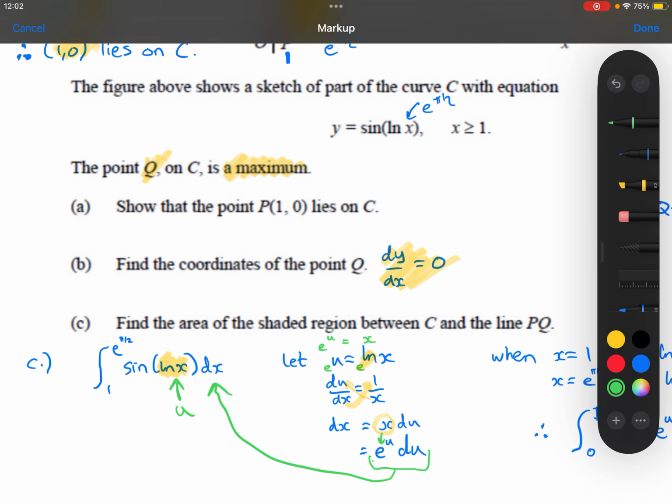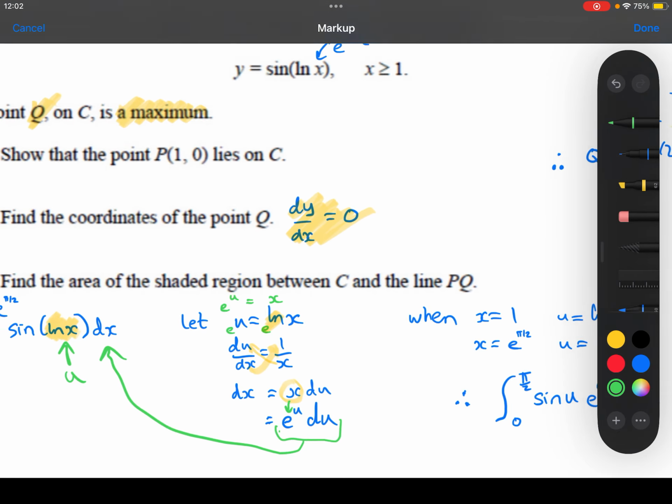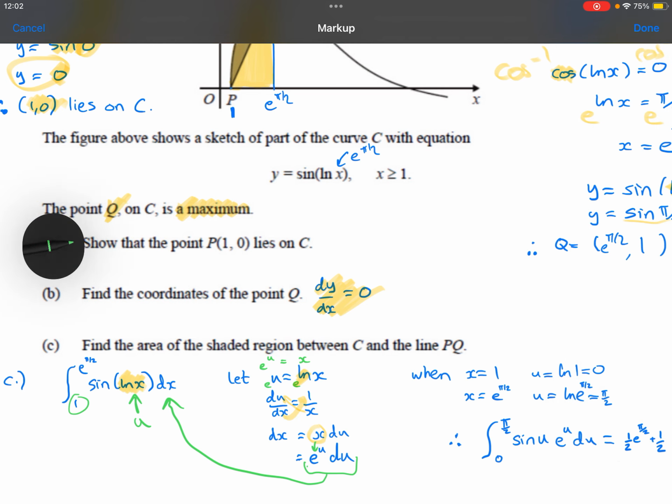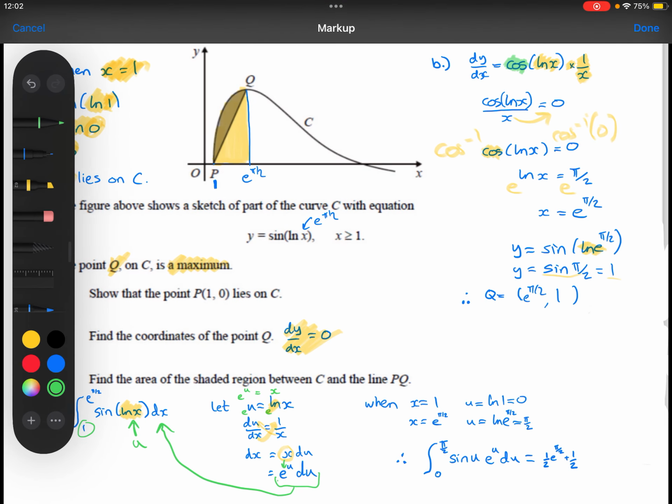Now we just need to deal with the limits and change those limits to be in the u world as well. So that was my next step. So my lower limit was when x was 1. So when x is 1, substitute 1 into my substitution. Remember the substitution was u equals ln x. So if I put 1 there instead of the x, I get ln 1, which is 0.